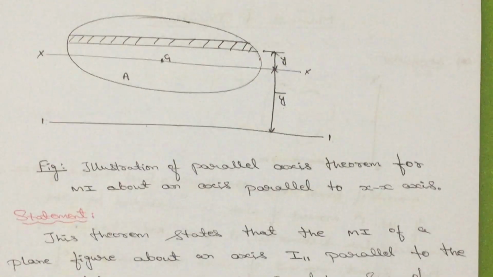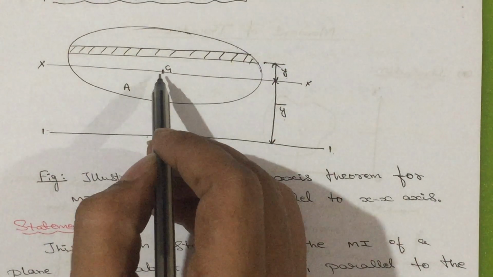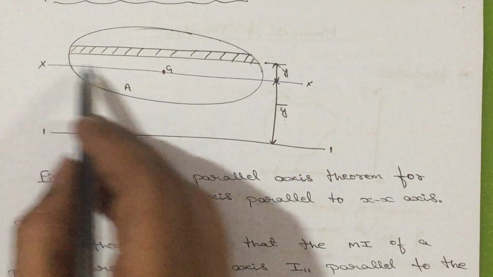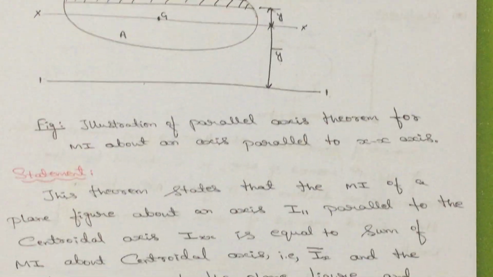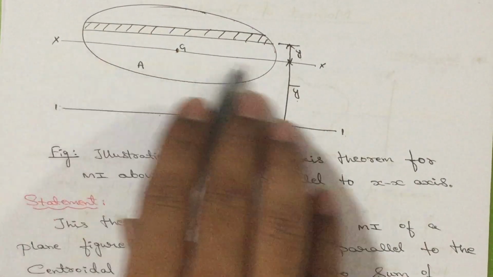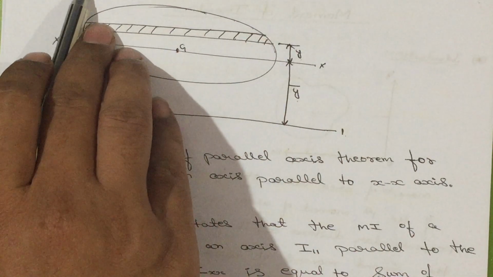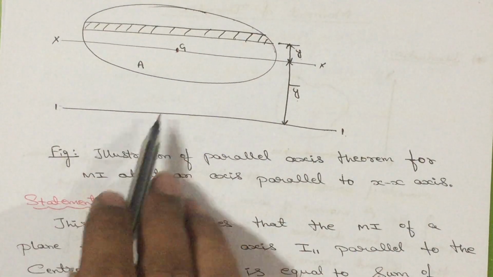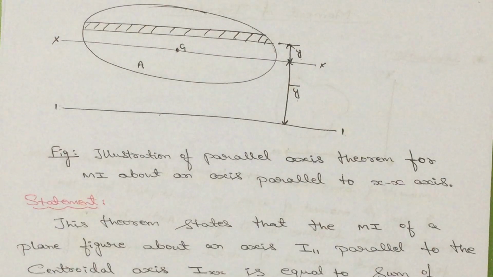What do you mean by centroidal axis? Any line that passes through the centroid of the given area, we call that a centroidal axis. Here the given axis is parallel to the centroidal axis, so that comes under parallel. Suppose the given axis is perpendicular to the centroidal axis, then it comes under perpendicular.